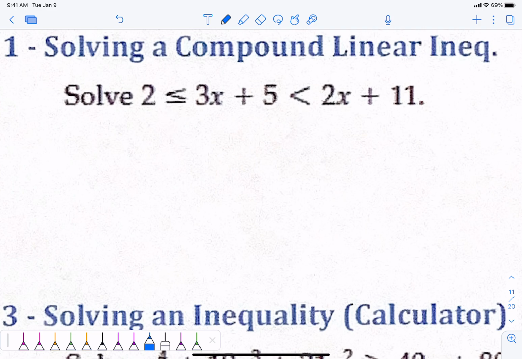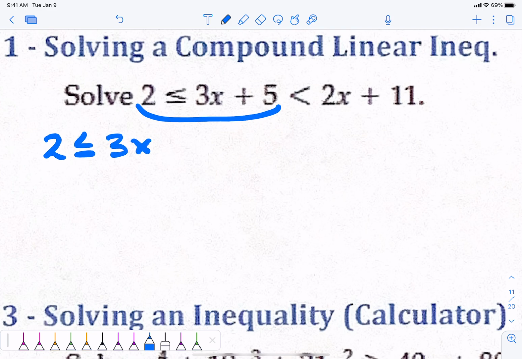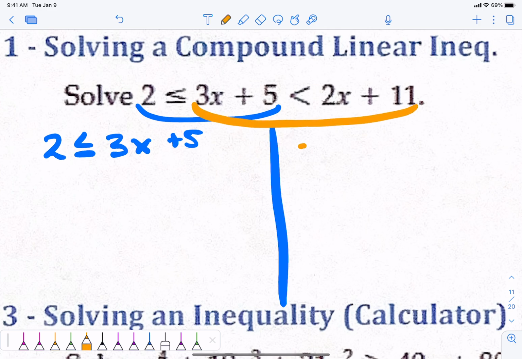I've got this chunk here where I have 2 is less than or equal to 3x plus 5. That's the first thing that I'm going to look at. But at the same time, I have 3x plus 5, that's the middle piece, is less than 2x plus 11. I have those going on at the same time, so I'm going to separate them into pieces. The middle piece gets chosen for both sections, right? I do the first inequality, and then I do the second inequality.